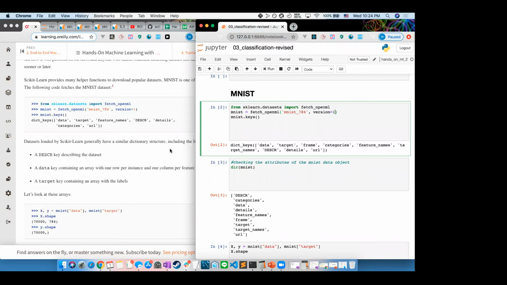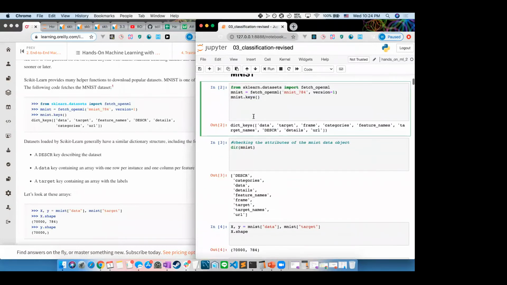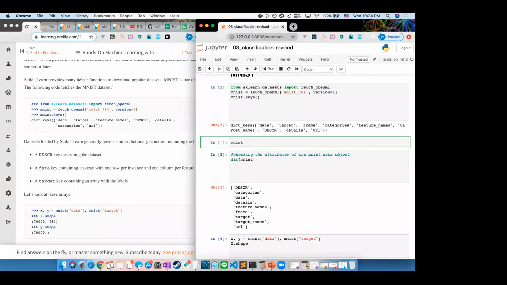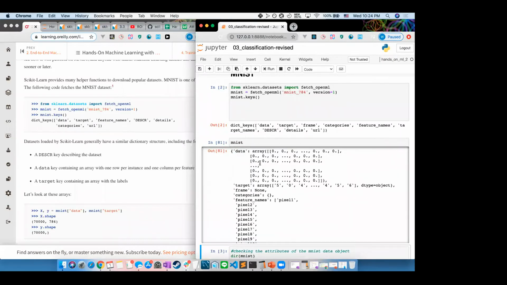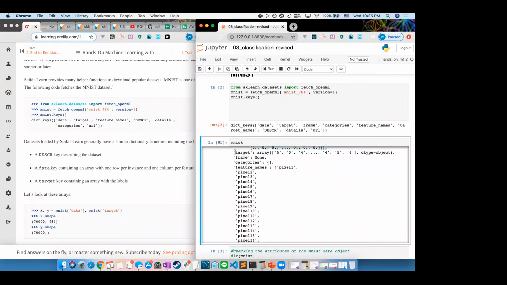Great, thank you. And you can just call mnist.keys, and it's basically in the end, mnist becomes a dictionary object. And if you call the data key, it'll give you the data. And if you call target, that's the target variable. And of course, there's a bunch of other dictionary keys you could call.